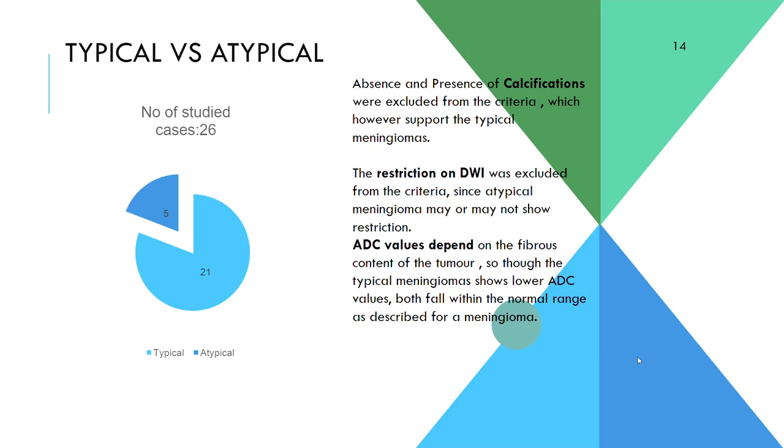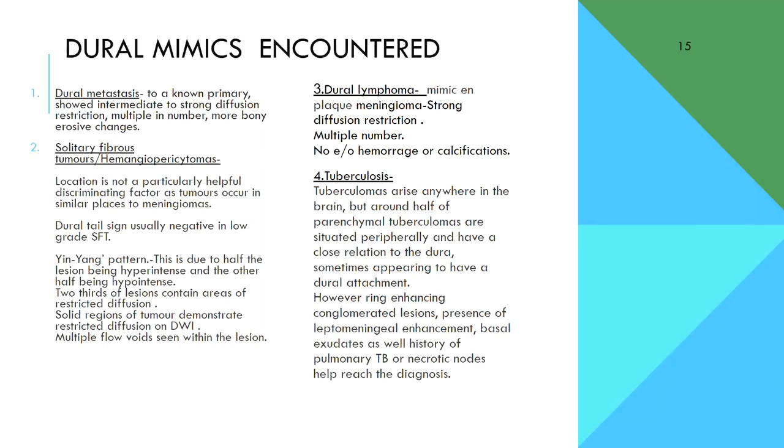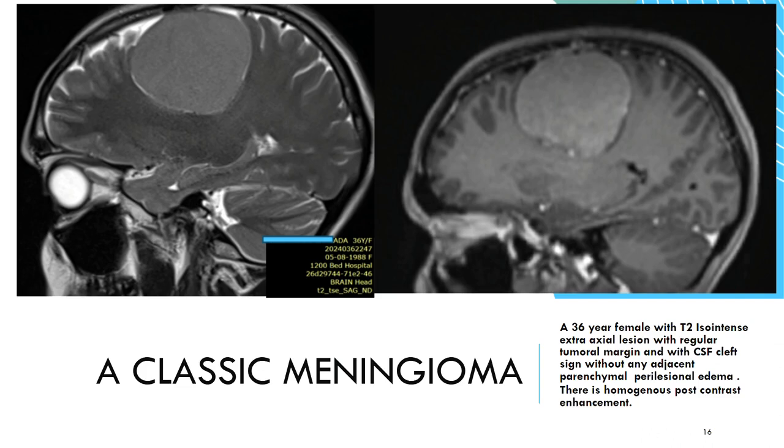A sphenoid wing meningioma: atypical right sphenoid meningioma showing cystic areas within, with regular tumoral margin and loss of CSF cleft sign. There is hyperostosis of the sphenoid wing. There is no definitive perilesional edema. There is also intraorbital extension.